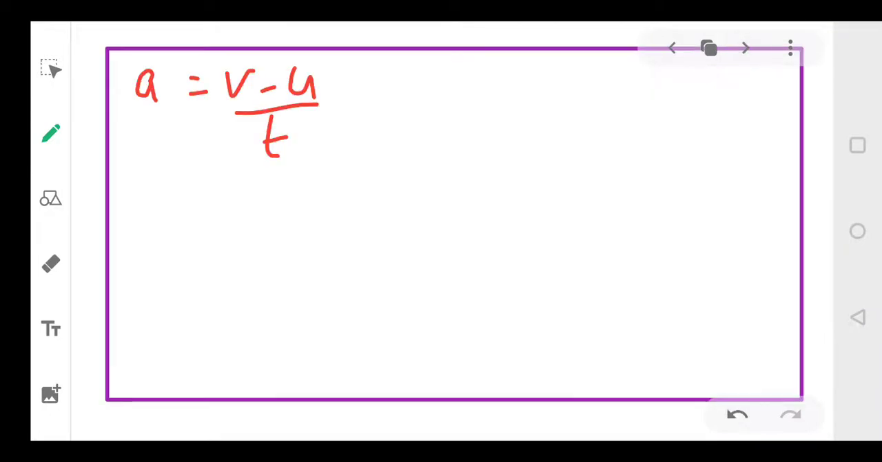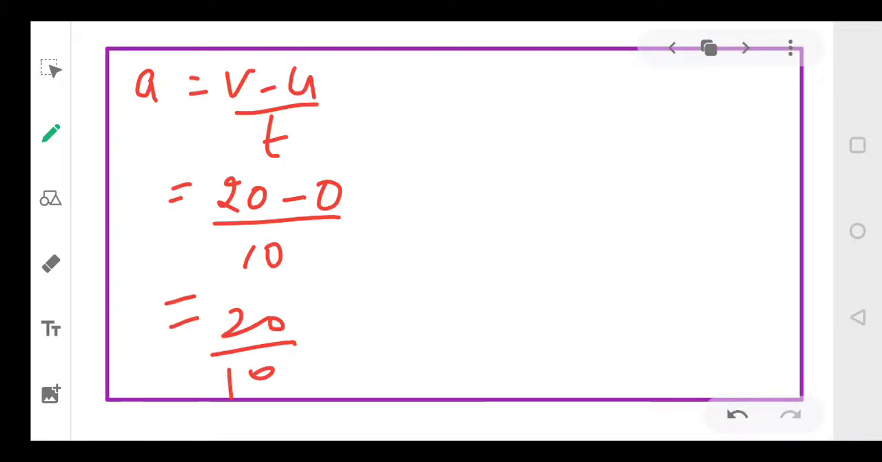20, right? So it is 20 minus 0 upon, what is the time? Time is 10 seconds, so 10. So A is 20 upon 10. So 2 meters per second square. So acceleration is 2 meters per second square.